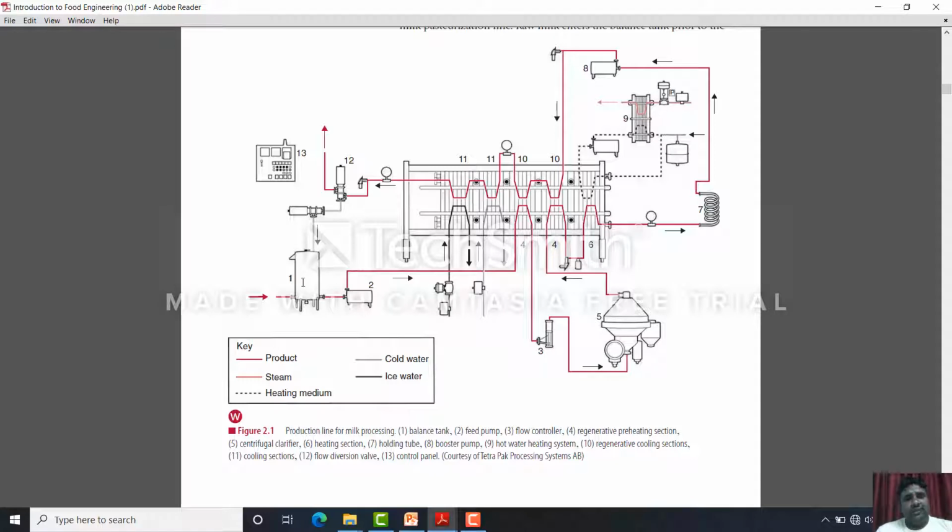First of all, there is a tank, and from the tank, this liquid is transported through a number of channels. It travels through the heat exchanger, then some kind of clarifier, and finally it reaches the flow diversion valve. This is the valve which decides whether to accept this milk or not in case of milk pasteurization. So all the systems, that is, the liquid transport from the tank to this valve, is carried out by the pipeline.